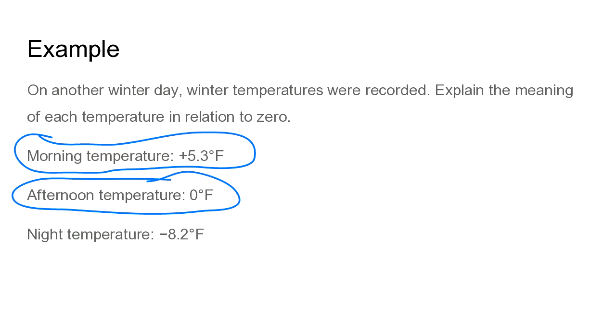Grayson, you went to the nighttime temperature. That's okay. So negative 8.2 degrees Fahrenheit means that it's below zero, 8.2 degrees. And the afternoon temperature of 0 degrees is the same as zero. It's that middle point. It's not above, it's not below, it's the same. You guys are doing excellent with positive and negative numbers.